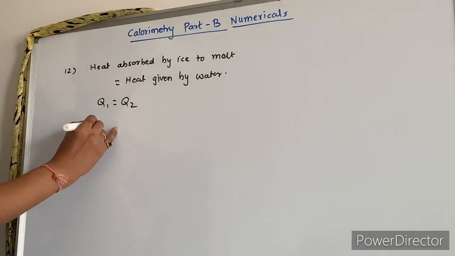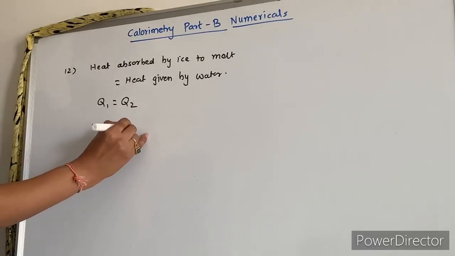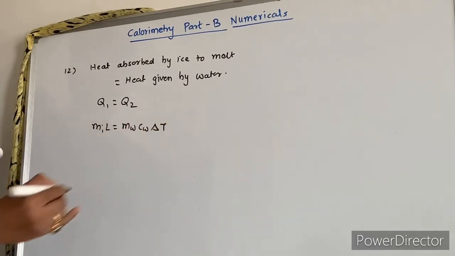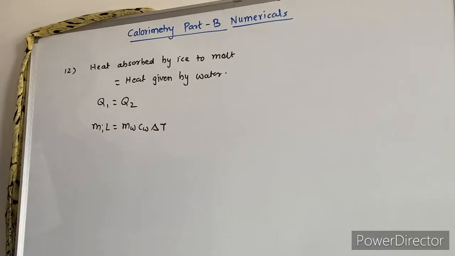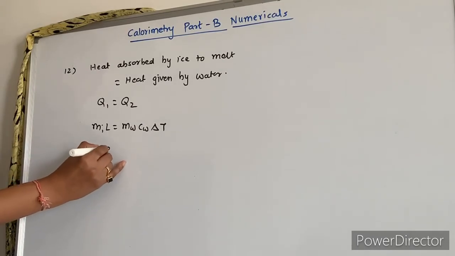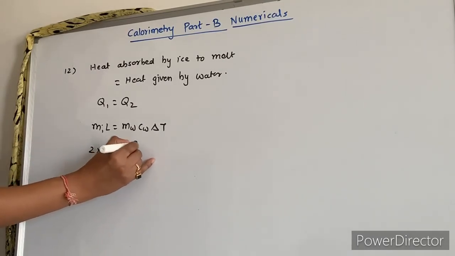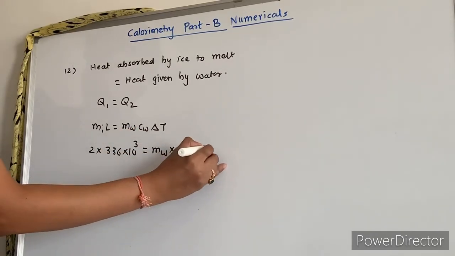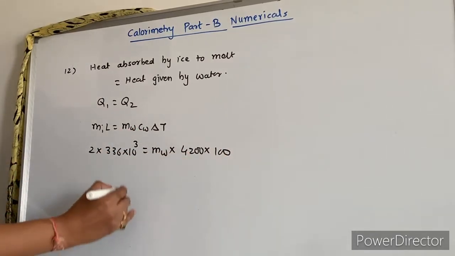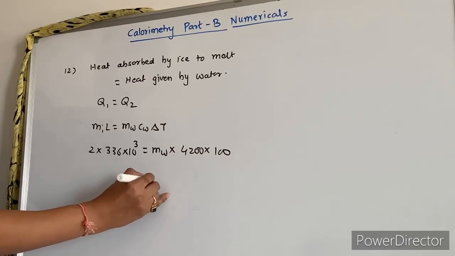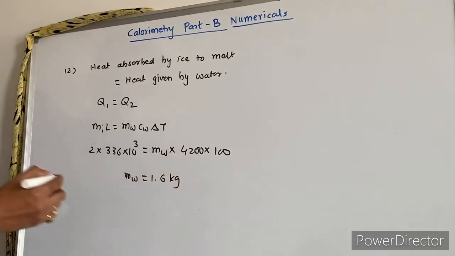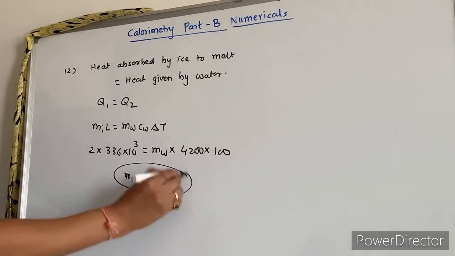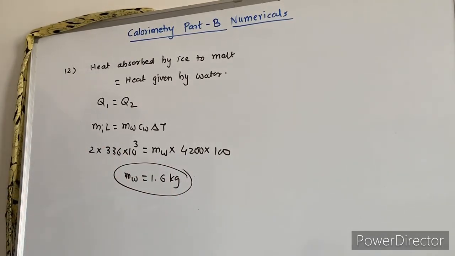So this is your M of ice into L. This is mass of water, C of water, delta T. What they want here is the mass of water. M is given as 2 into 336 into 10 raised to 3. Mass of water is unknown. This is 4200 into delta T, which will be 100. So your MW comes out to be 1.6 kg. Right? This is the answer for the 12th sum, provided there is no loss of heat energy to the surrounding.